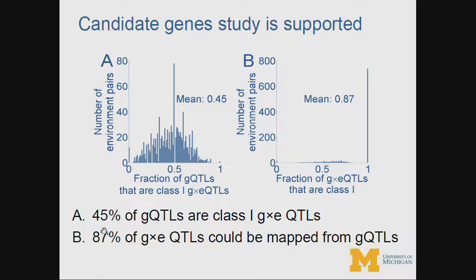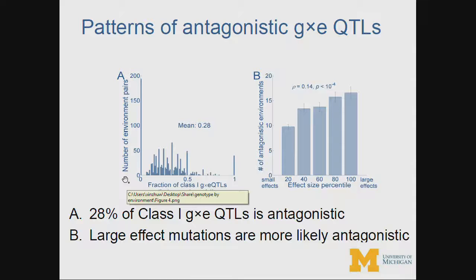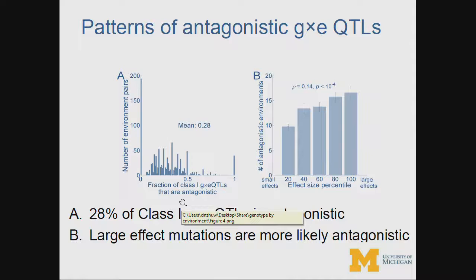And later, we want to ask some questions about the patterns of antagonistic G-by-E. First, I calculated what fraction of class 1 G-by-E are antagonistic. And we found that on average 28% of class 1 G-by-E is antagonistic, which means concordant G-by-E is the dominant one.